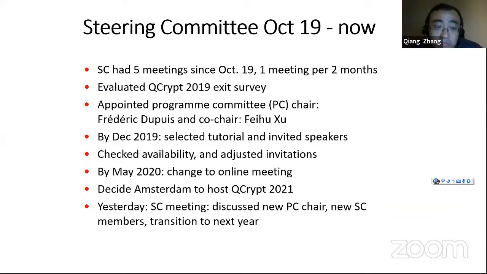But by May of 2020, together with the local chair, we decided to change QCrypt to an online meeting due to the coronavirus condition. And then we decided Amsterdam will host QCrypt 2021. And then yesterday we discussed the new PC chair, new steering committee members, and the transition to next year. That's the basic thing.